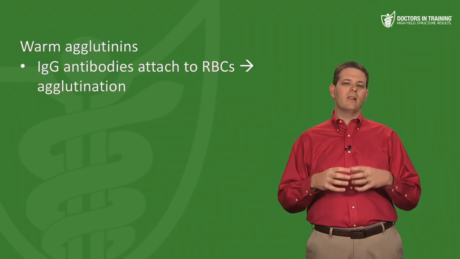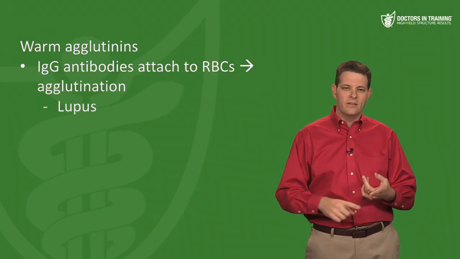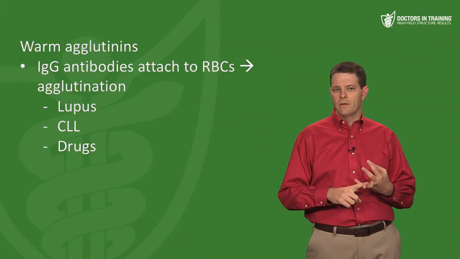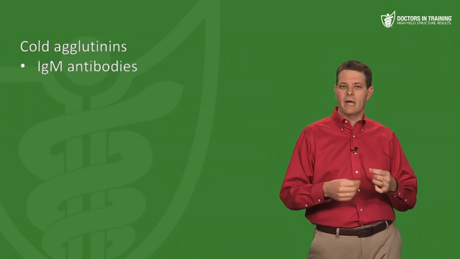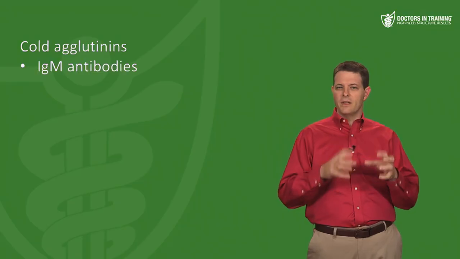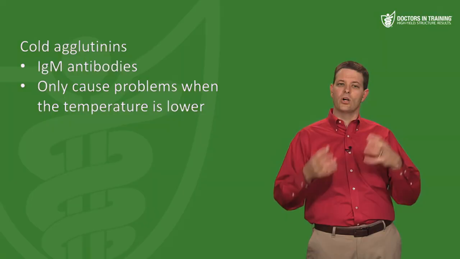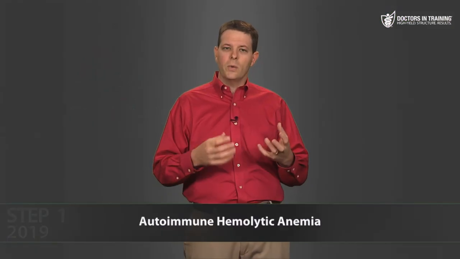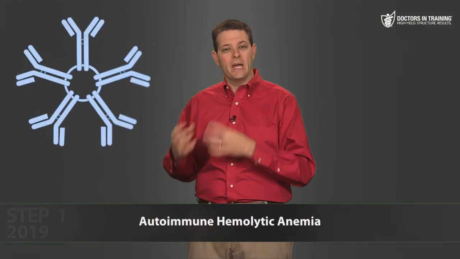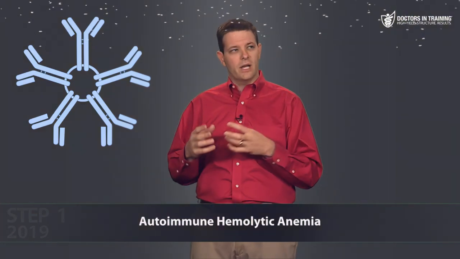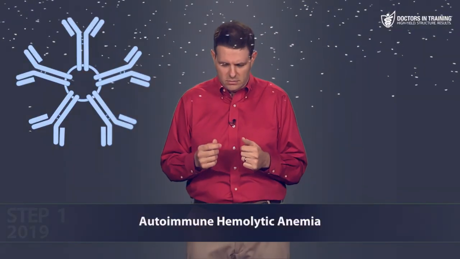Now you can see this with lots of different diseases like lupus and CLL, and lots of different drugs will induce warm agglutinins. And cold agglutinins are IgM antibodies, and they do the same thing, but the difference is they only cause problems when the temperature is lower, so it happens in the cold. Now, one way to remember that cold agglutinins are IgM antibodies is to remember that IgM forms pentamers in circulation, which kind of resemble snowflakes.